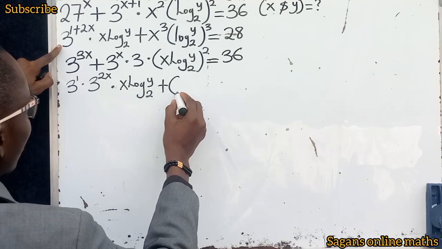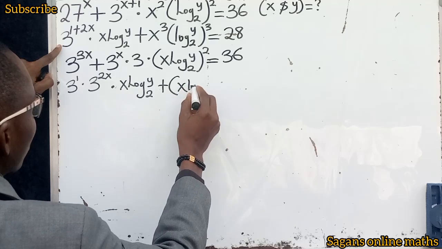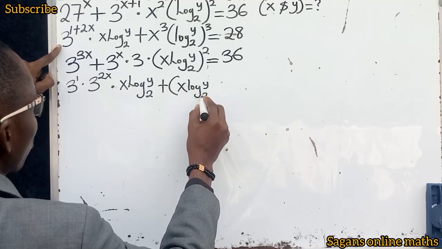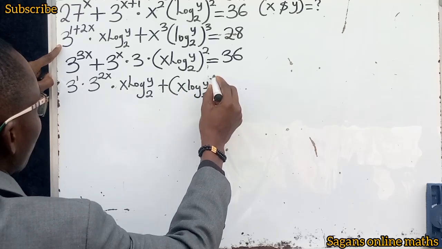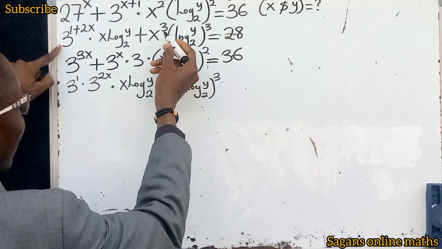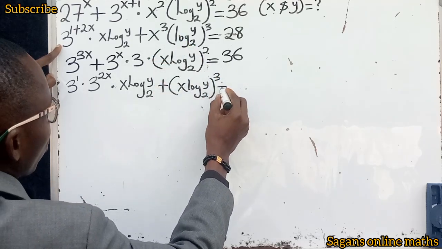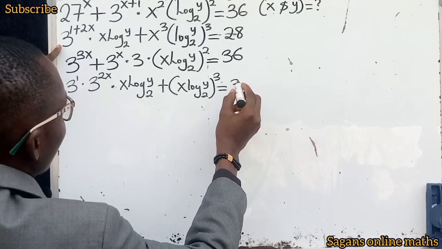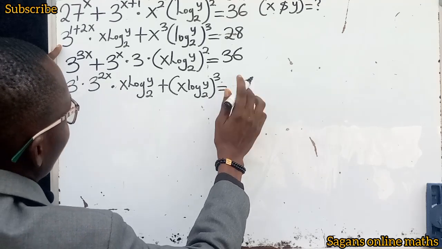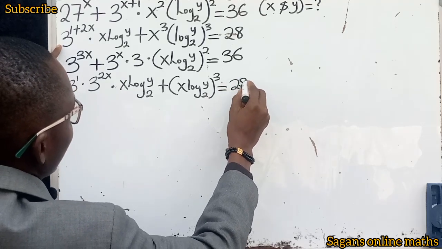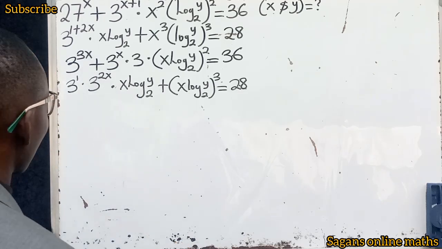If you decide to write this as x multiplied by log y base 2, right? All to the power of 3. It means that since this power here is 3, it's affecting the x. Okay, all this equals 28. Now consider that something is common, right?